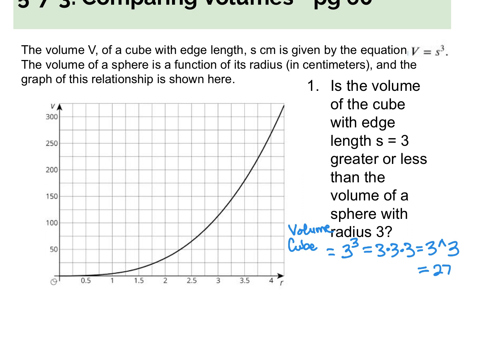Then it says, what is the volume of the sphere? The volume of the sphere is the graph. So let's go to 3, come up. Let's write down volume, sphere.